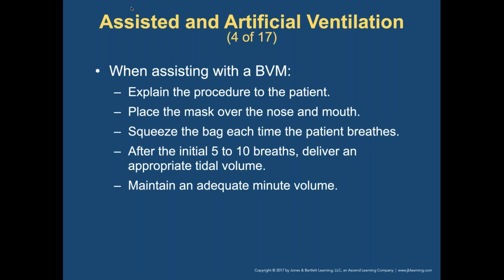To assist a patient with ventilations using a BVM, explain the procedure to the patient. Always tell them what you're going to do. Place the mask over the patient's nose and mouth. Squeeze the bag each time the patient breathes, maintaining the same rate as the patient. After the initial 5 to 10 breaths, slowly adjust the rate and deliver an appropriate tidal volume. And then adjust the rate and tidal volume to maintain an adequate minute volume.